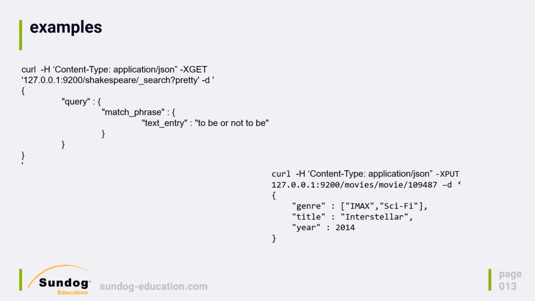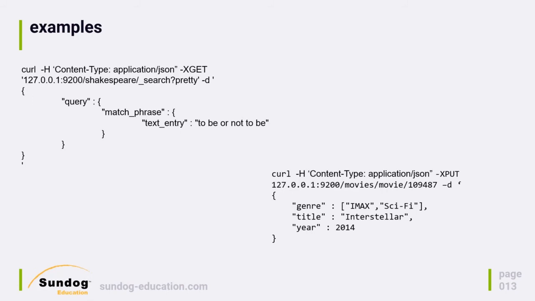And if you've never seen JSON before, this is what it looks like. It's just a structured data format where each level is contained within curly brackets. So it's always contained by curly brackets at the top level. And then we're saying we have a query level, and within those brackets we're saying we have a match_phrase command that matches the text entry "to be or not to be." So that is how you would construct a real search query in Elasticsearch using nothing but an HTTP request.